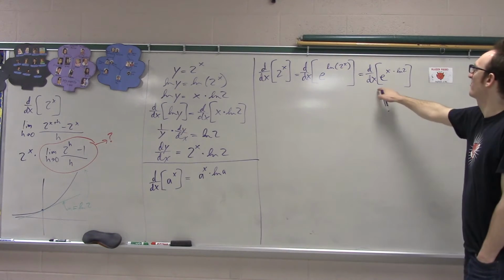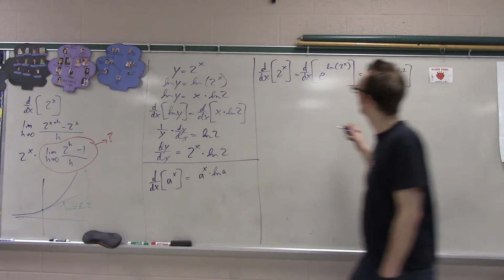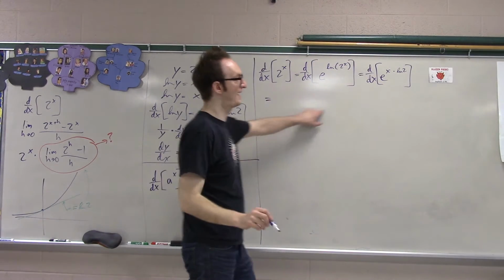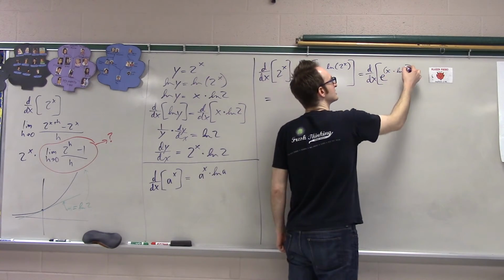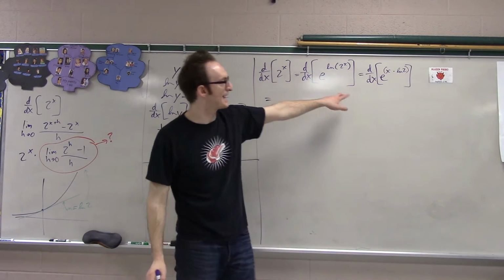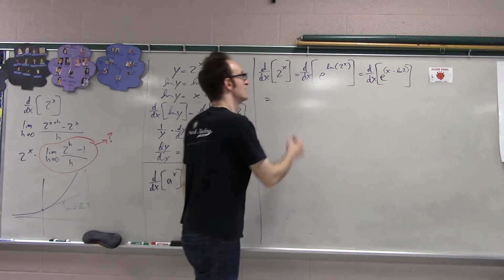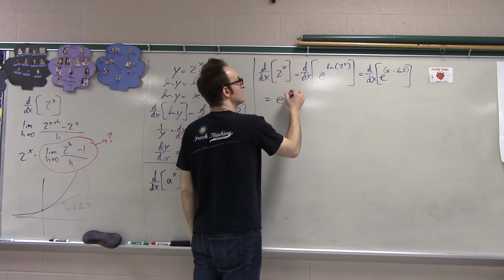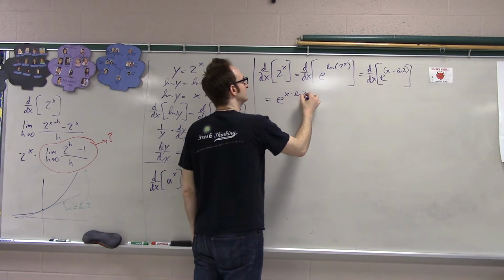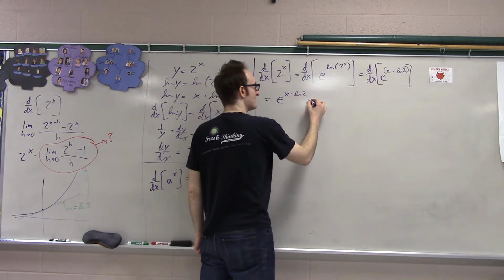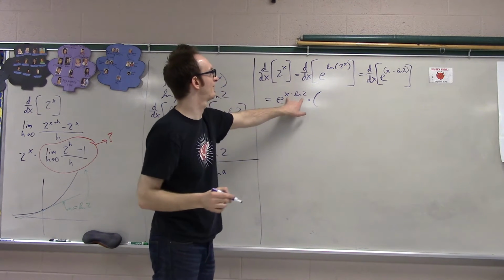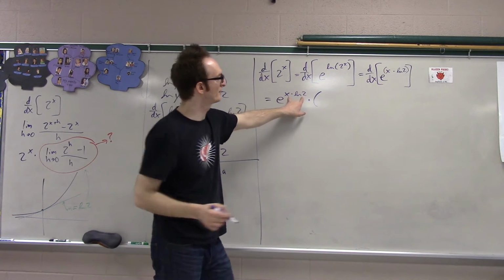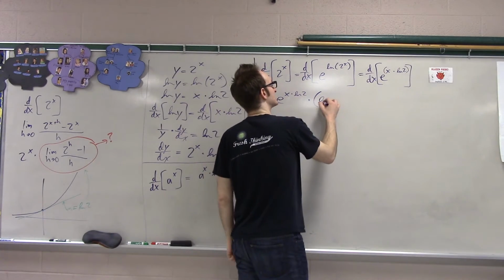Well, what is the derivative of e to the x ln 2? Well, I know how to do that. It's a chain rule situation. This is basically asking me for the derivative of e to the something. So the derivative of e to the something is e to the something back inside, times the derivative of the something. And what is the derivative of x ln 2? It's ln 2.